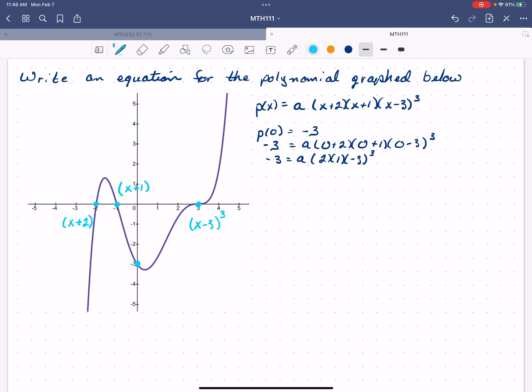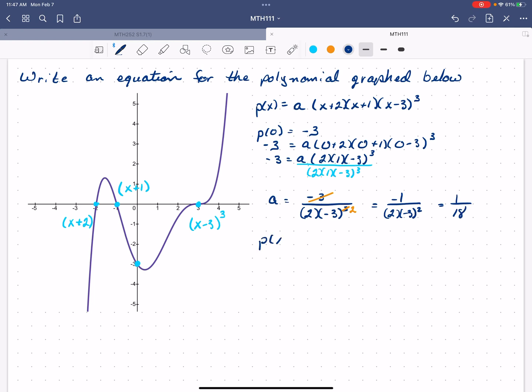Let's go ahead and just divide through by 2 times 1 times negative 3 to the third power. So a is negative 3 divided by 2, and I'm going to drop the 1 because anything times 1 is just the thing, over negative 3 to the third. Well, this negative 3 will cancel one of those, which makes that a negative 3 squared, which means my a is actually negative 1 over 2 times negative 3 squared, which is 1 over 2 times 9, which is 1/18.